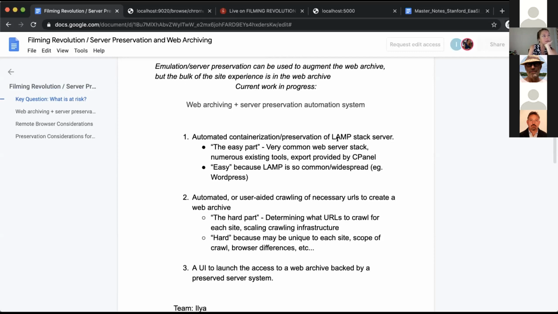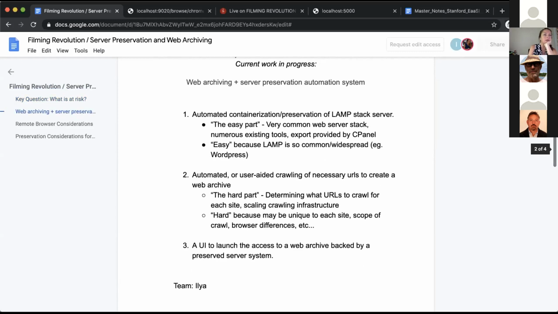The hard part, though, is actually then determining what needs to be crawled. So in the case of this site, there's about 450, 460 Vimeo videos that I had to extract from a database. Doing that automatically is the tricky part. And then also, of course, scaling crawling infrastructure to be able to crawl all those videos in a particular format. And then finally, having a system that launches the web archive overlaid with the server.